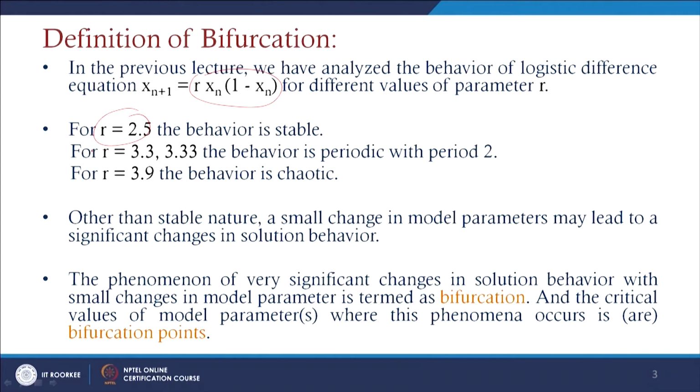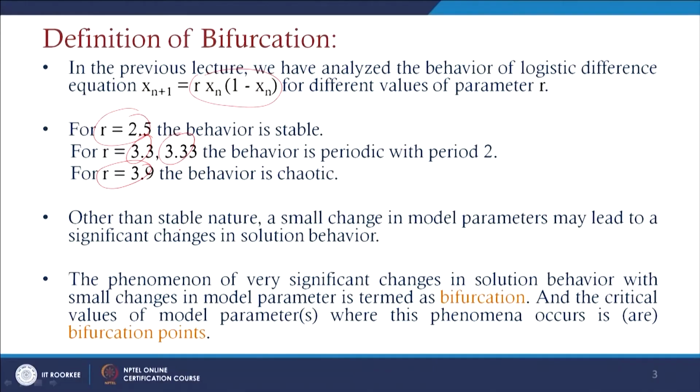For r equals 3.3 and 3.33, we found that the behavior is periodic with period 2. But for r equals 3.9, we found that the behavior is chaotic. This means that irrespective of position or time, it behaves erratically. Sometimes it takes 4 oscillations, or 8 oscillations, sometimes 16 oscillations. It does not depend on the initial value or how it behaves afterwards.